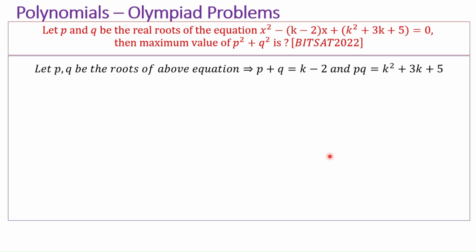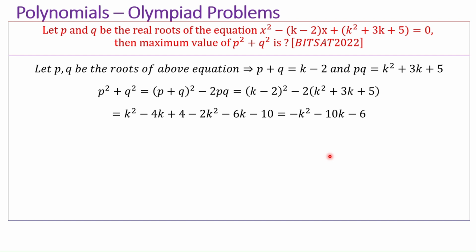Okay, now how do you get p square plus q square? Very simple, p plus q whole square minus 2pq, which is k minus 2 whole square minus 2 into k square plus 3k plus 5. Simplified, what you will get is minus k square minus 10k minus 6. Okay, this is what we got.